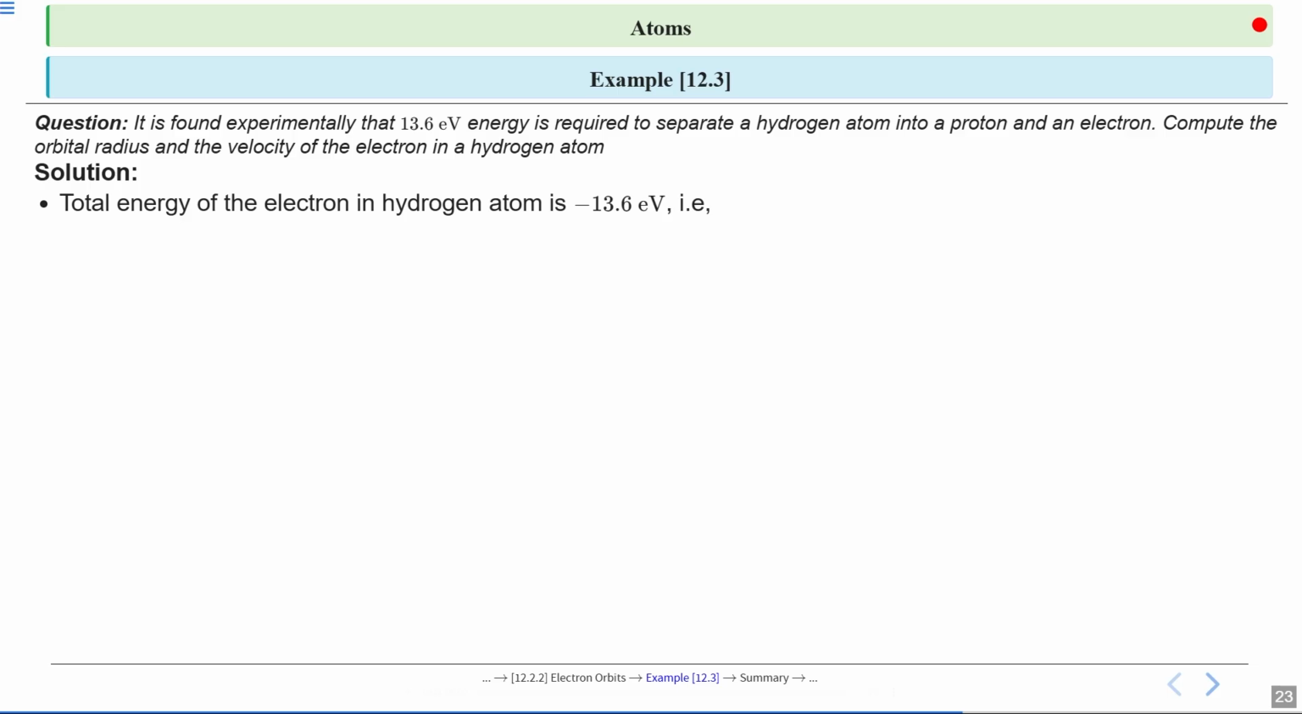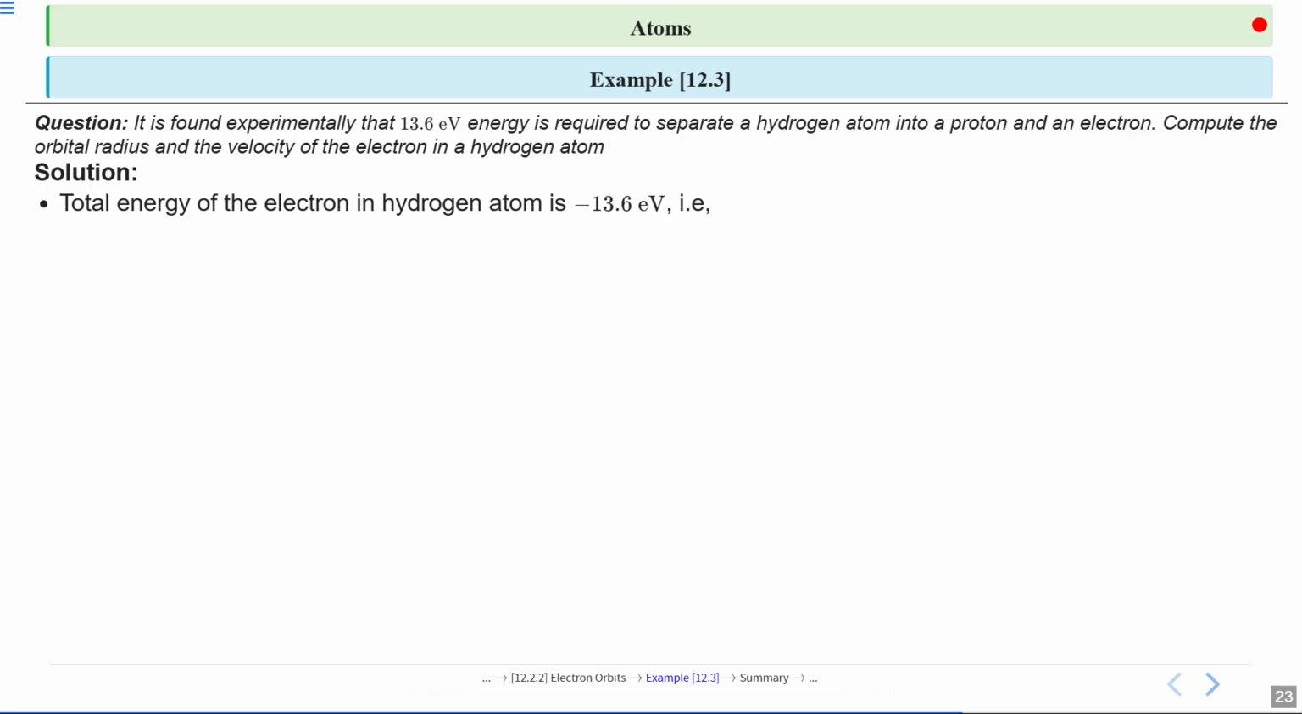So first, let's focus on the total energy of electron in a hydrogen atom. The energy is given as negative. The negative sign tells us the electron is bound to the nucleus. So 13.6 electron volt energy is required to remove the electron from hydrogen atom. That means electron is having negative energy, and it is equal to 13.6 electron volt itself. But it is negative energy. So that amount of positive energy is to be given to the electron, so that total energy of electron will become zero, and it will escape the hydrogen atom.